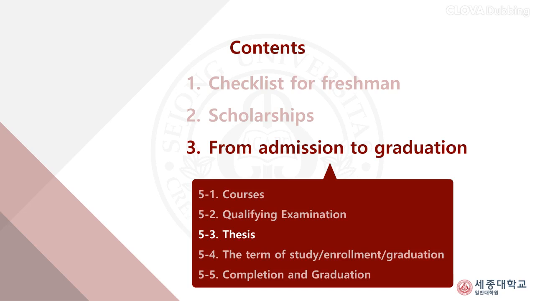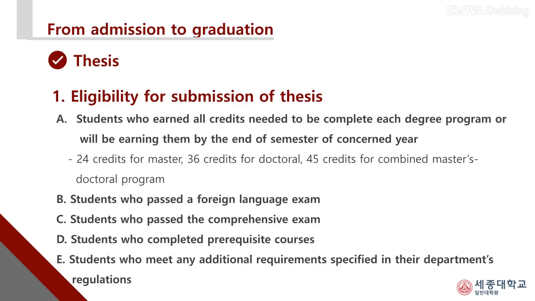Now, let's talk about your thesis. Since this is the final step, only those who have completed all the previous requirements are eligible. Let's go through them one by one. First, you must have earned all the required credits for your degree, or be able to earn them by the end of semester of concerned year. Second, you must have passed the first qualifying exam, the foreign language exam. Third, you must have passed the second qualifying exam, the comprehensive exam. Fourth, if your department has assigned prerequisite courses, you must have completed them. Fifth, you must meet any additional requirements specified in your department's regulations.